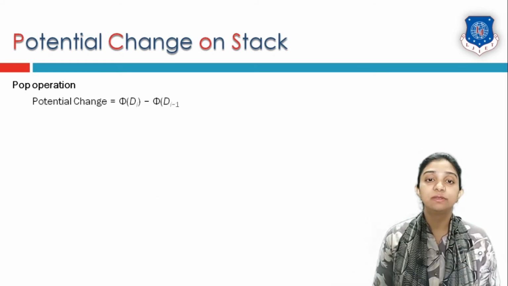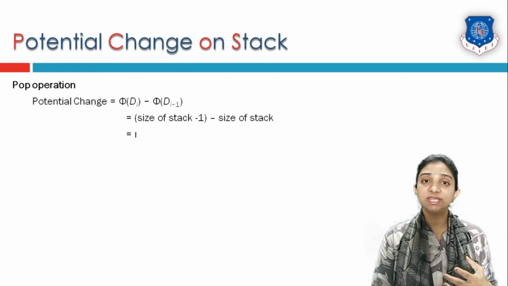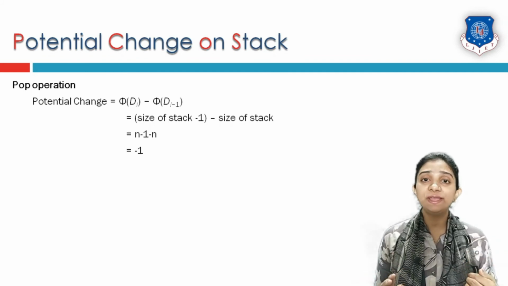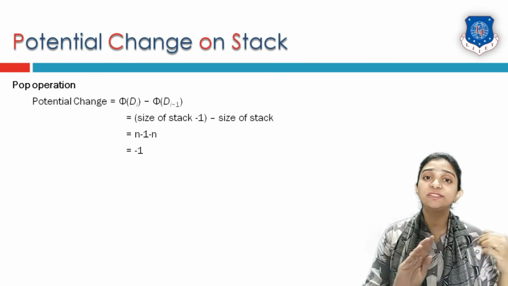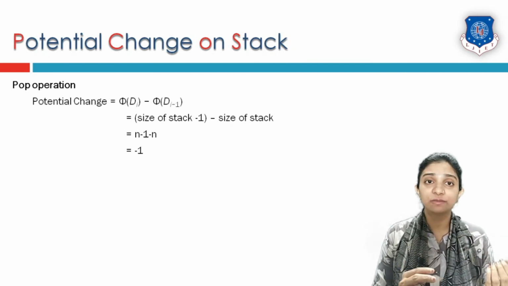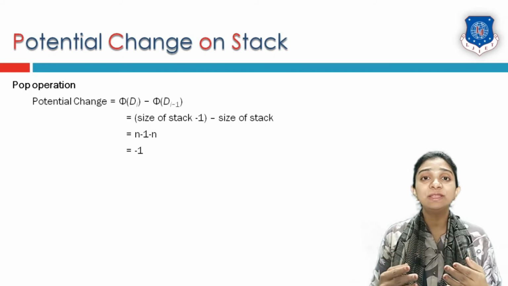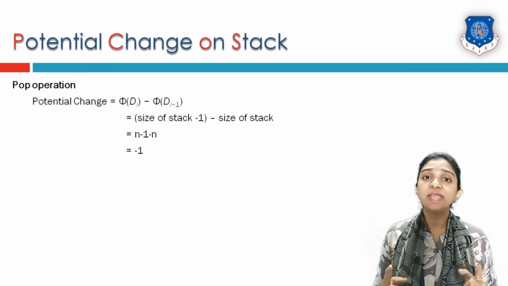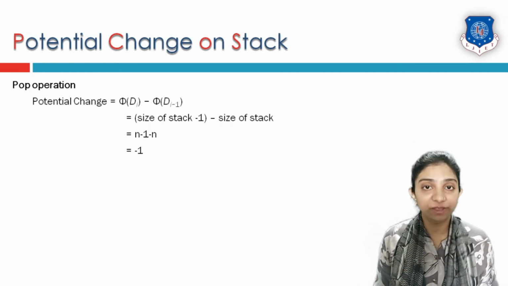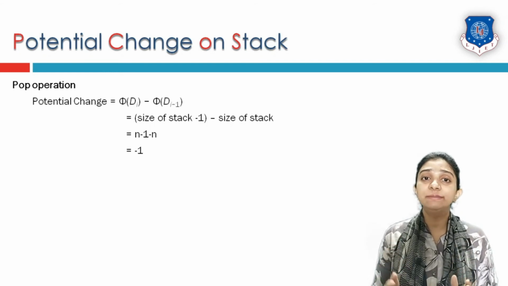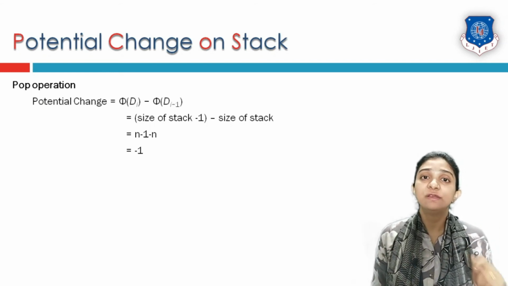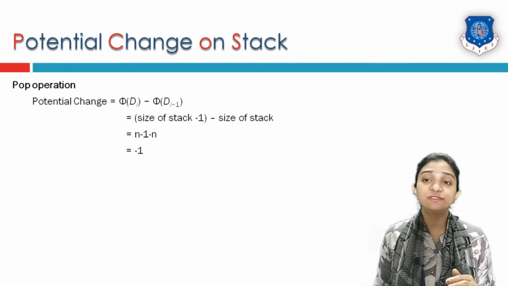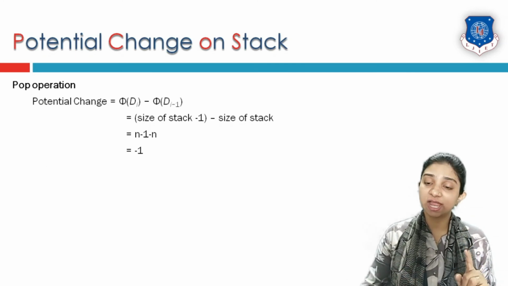Likewise for the pop operation. For the pop operation, every time the potential change is the current potential minus the previous potential. So before popping an element, the previous potential is nothing but the size of the stack. At that time there were n elements. But after popping, the number of elements would be n minus 1. So the size of the stack minus 1 is the current stage, minus the size of the stack, which is the previous stage. So the equation will be n minus 1 minus n. In this case, n will cancel out and the potential change is minus 1. At this stage, the stack is undercharged.